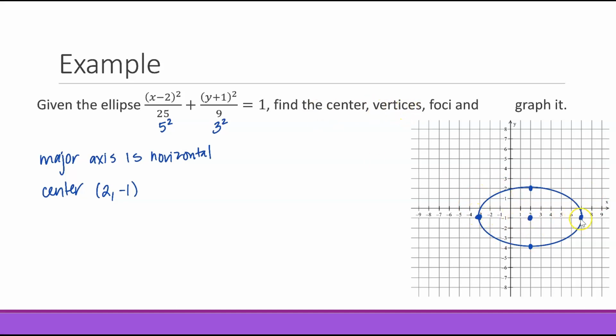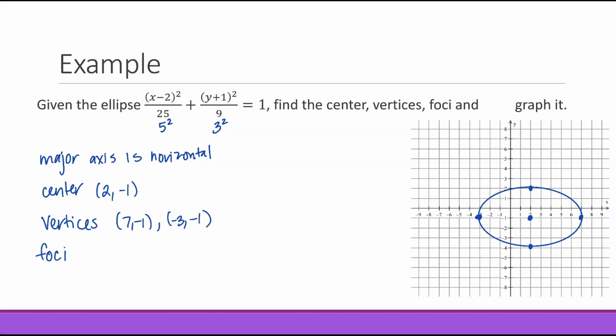My vertices are along the major axis, so I found out they are at (7, -1) and (-3, -1). So those are my vertices. 7, -1 is one point, and -3, -1. So now all I need to do is find my foci values.